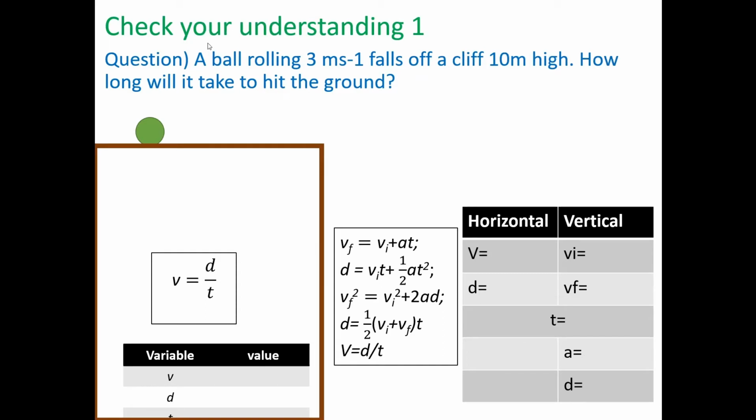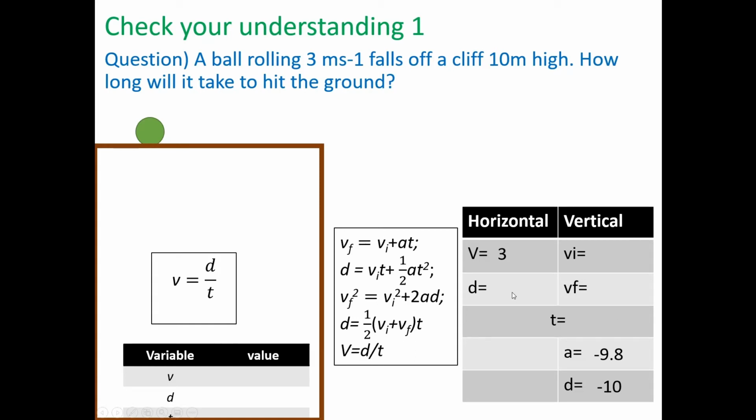Okay, so reading the question, the key is to recognize that 3 meters per second is referring to the horizontal motion, whereas 10 meters is referring to the vertical height. And this is a negative distance because it's falling down. Therefore, we have a velocity of 3 meters per second in our horizontal column, and we have a distance of -10 in our vertical. Remember that the acceleration is always -9.8.